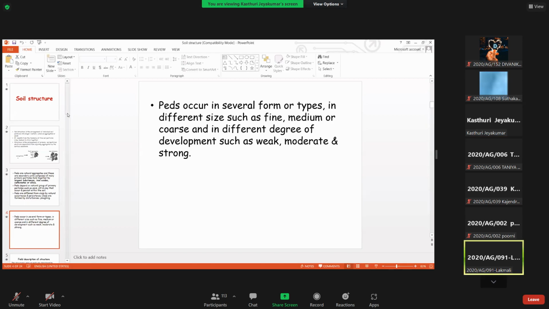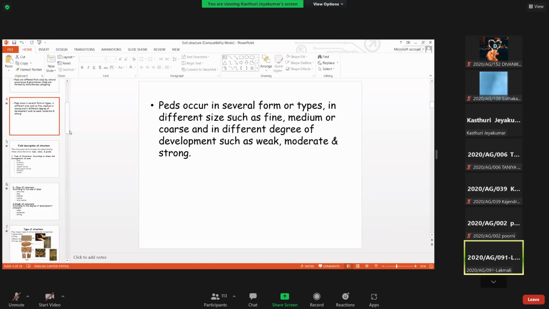Peds occur in several forms or types, in different sizes such as fine, medium or coarse, and in different degrees of development such as weak, moderate and strong. Here, the peds occur in several forms of type. Some peds occur in fine type, some are medium type and some are coarse type, and they have different degrees, such as weak, moderate and strong.